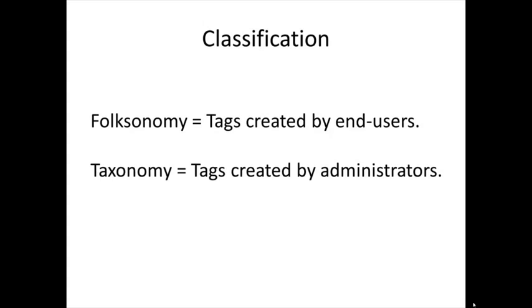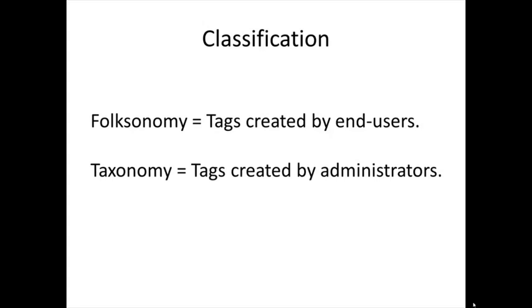And classification in the SharePoint world can be broken down into two main areas. You have folksonomy and you have taxonomy. Now, folksonomy, it's just tags created by end users. Anybody can go there, create a tag, and apply it to a piece of content. Now, taxonomy, on the other hand, it's still a tag, but it's created by somebody with appropriate permissions. Now, this slide says by administrators, but in reality, anybody with appropriate permissions to create your organization's proper taxonomy will be able to create tags that anyone within the organization will be able to apply to your content.